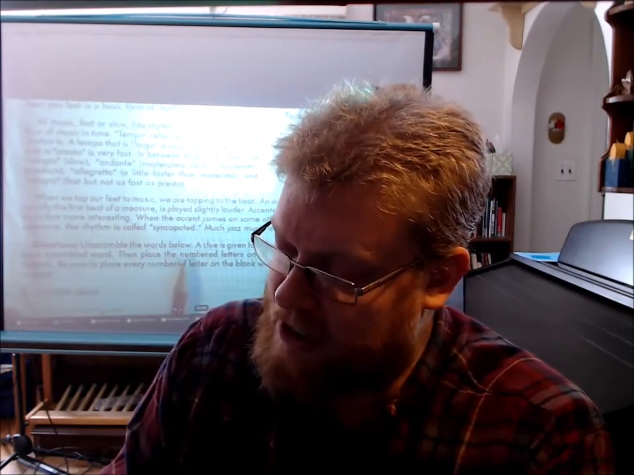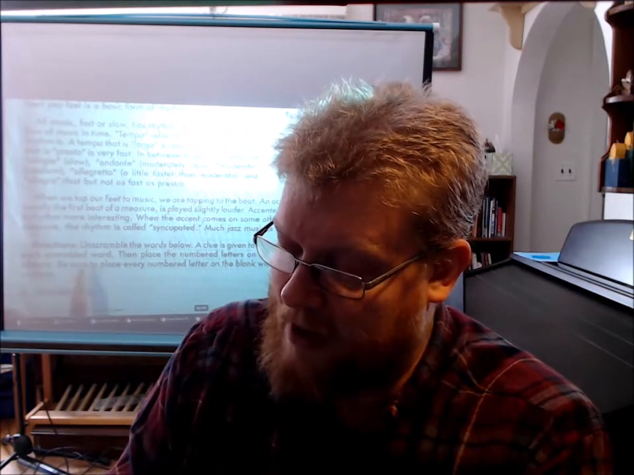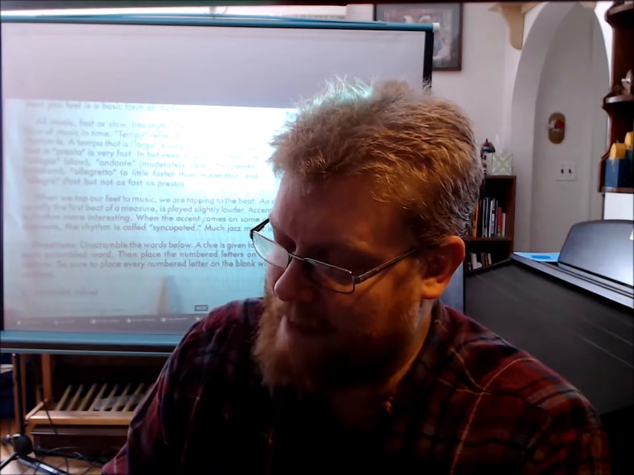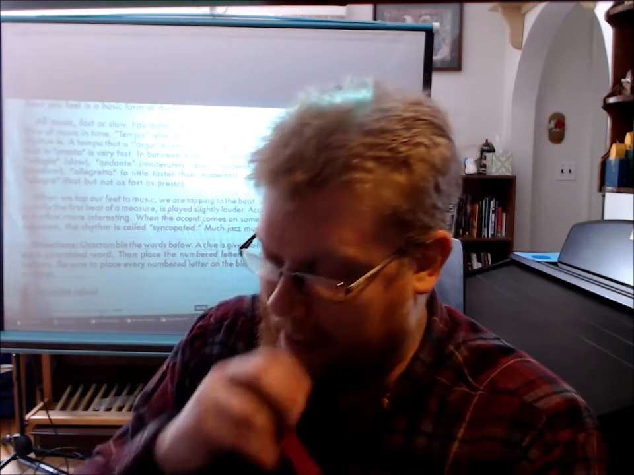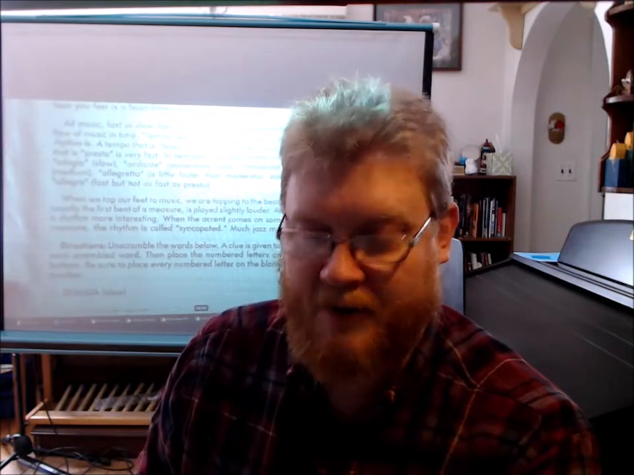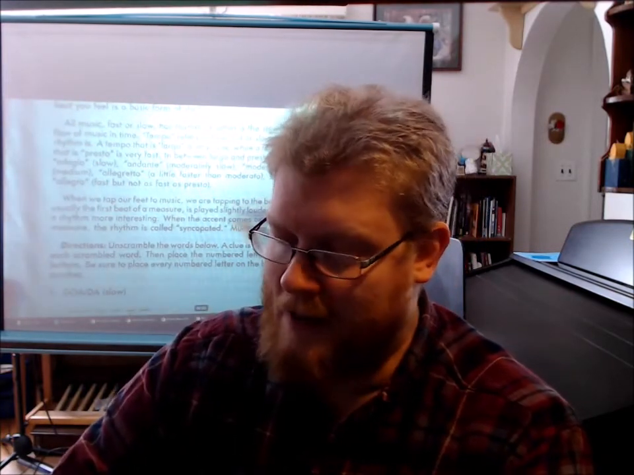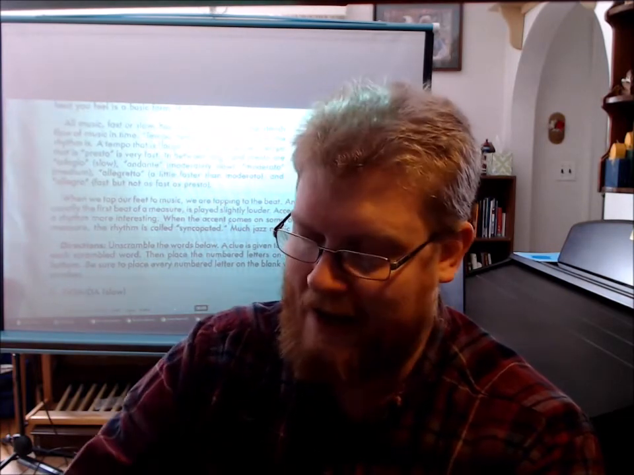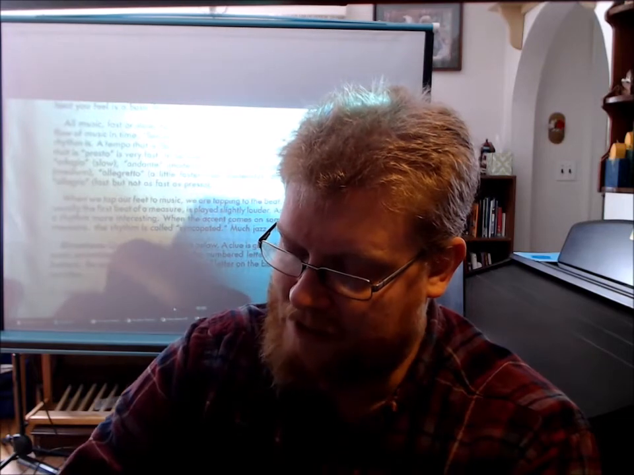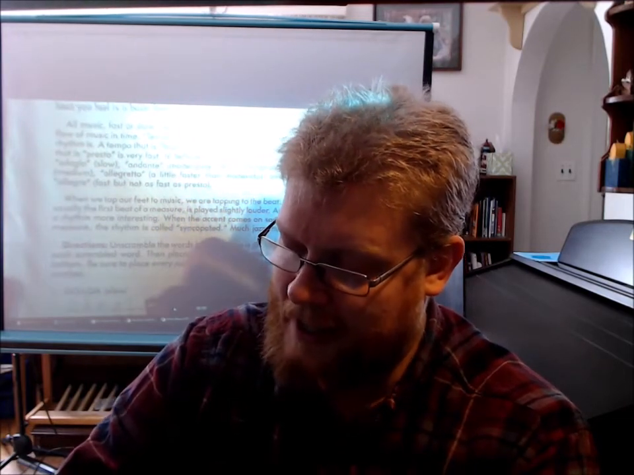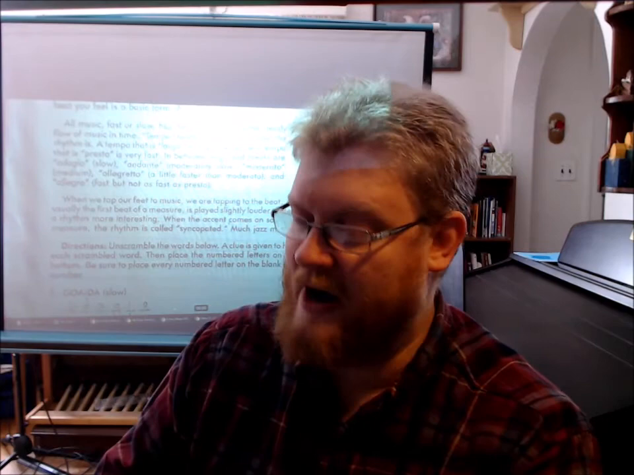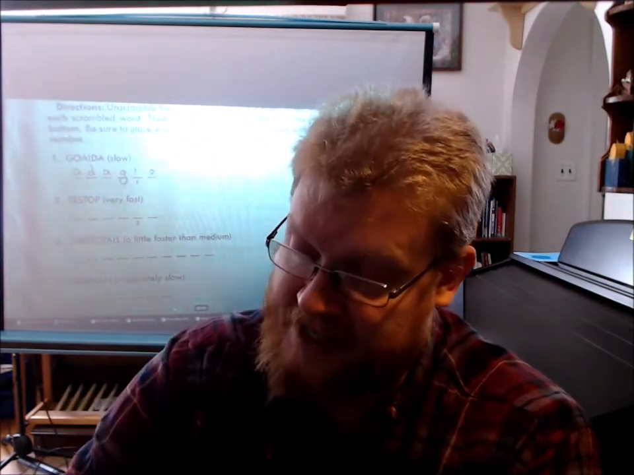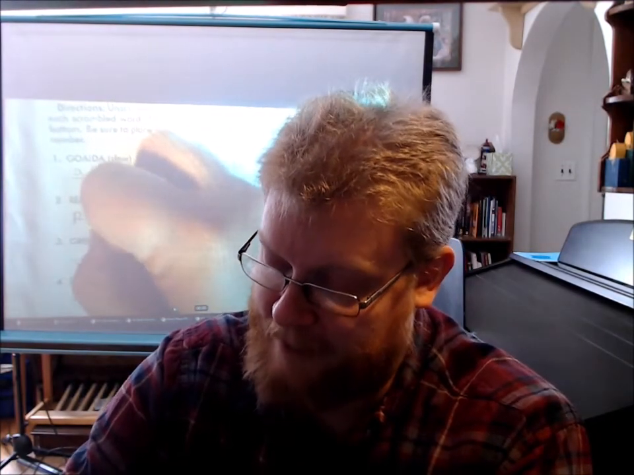Unscramble the words below. A clue is given to help you figure out each scrambled word. Then place the numbered letters on the blanks at the bottom. Be sure to place every numbered letter on the blank with the matching number. Okay, so these are scrambled words, and they're all up here in the reading. 6 letters, it has these: G-O-A-I-D-I-A. I'm just going to go ahead and take out the guesswork. Okay, I'm pretty sure some of you were ready to blurt right at me. When we do these as a class in the room, I usually allow a little bit.